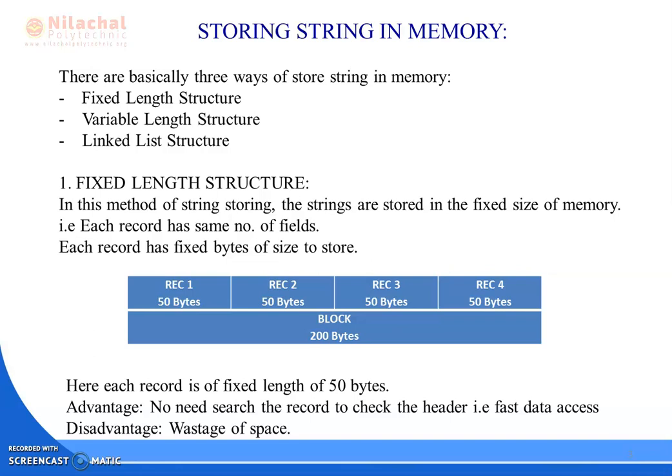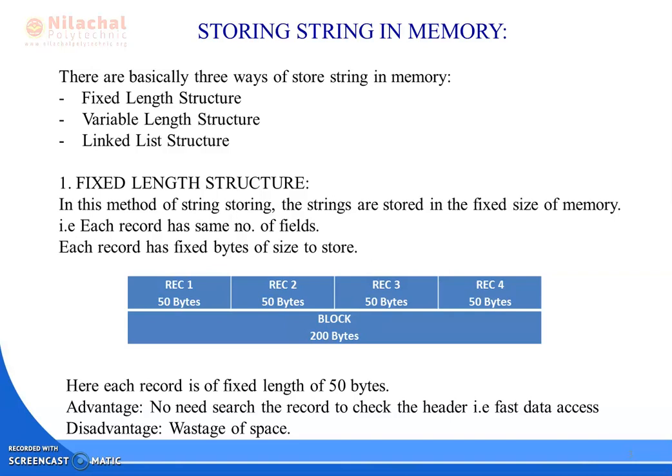We can take one example of a student detail record. The whole record is the memory unit. For example, we are taking a 200 byte memory block to store the student records. It is divided into 4 records, which are equally divided, each given an equal length of 50 bytes. Each record has a fixed length of 50 bytes. So these are the students' records.